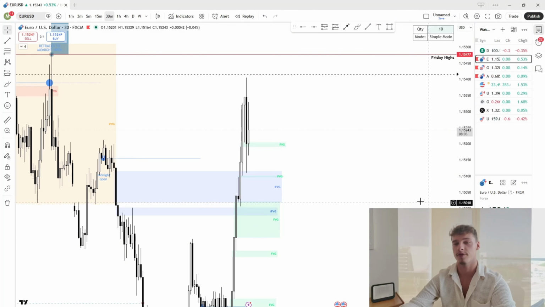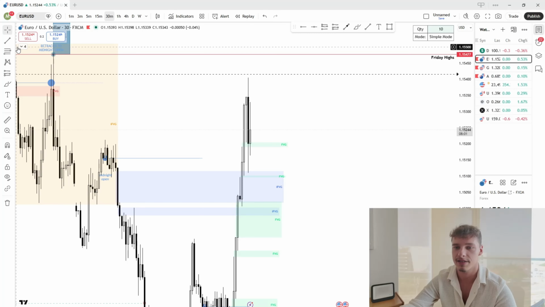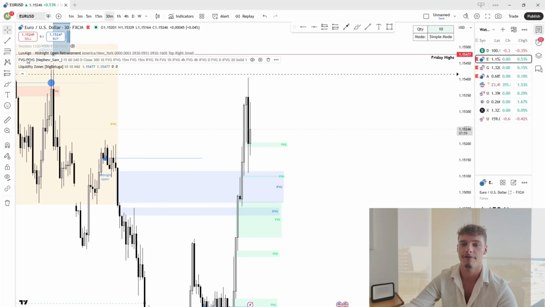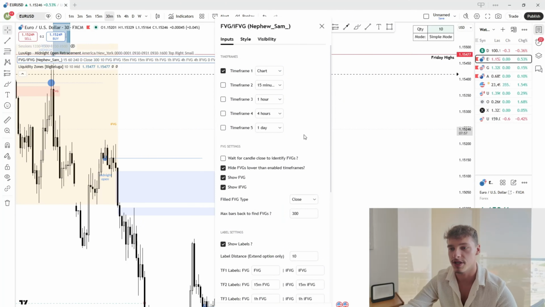So the first one from the very start I'm going to show you guys is this indicator here, and it is the FVG and IFVG indicator. This indicator will show exactly where the fair value gaps are and where the IFVGs are as well. As you know from previous videos, I spoke about what fair value gaps and IFVGs are. This indicator is pretty much going to help you identify them and mark them out on your charts so that you don't have to look for them.